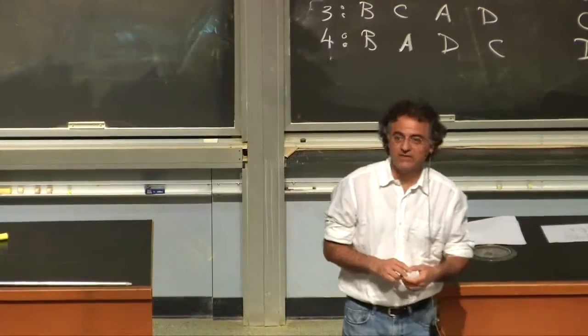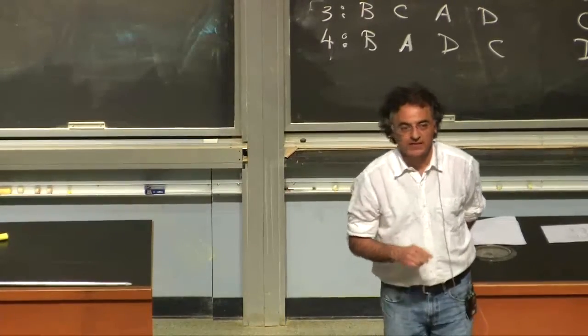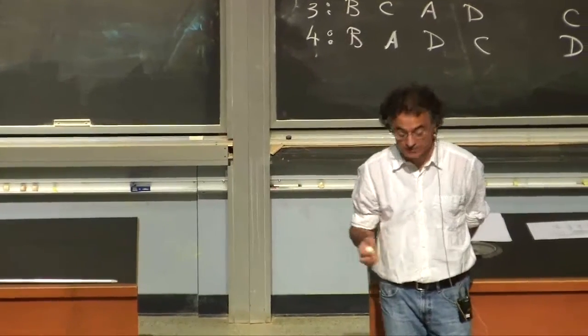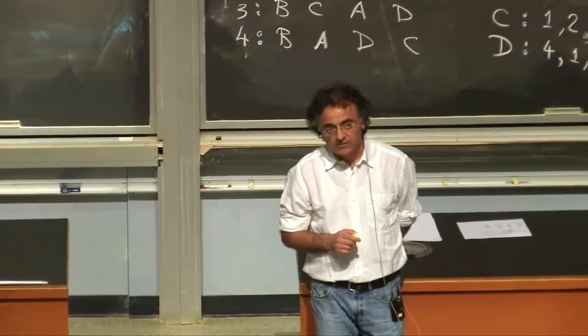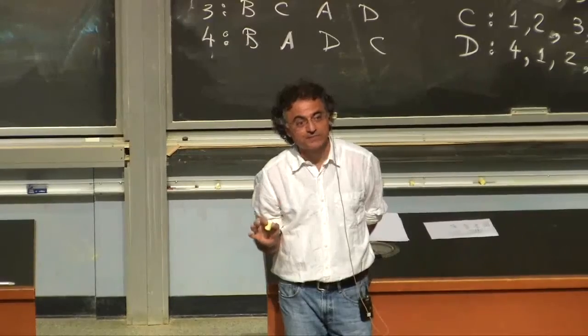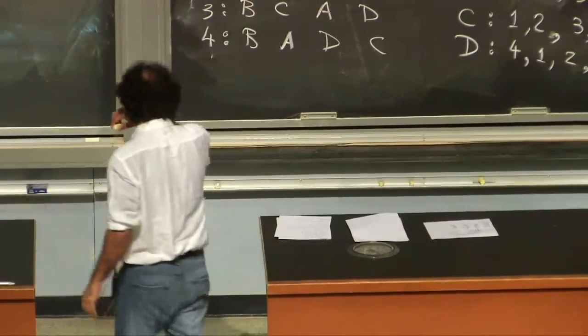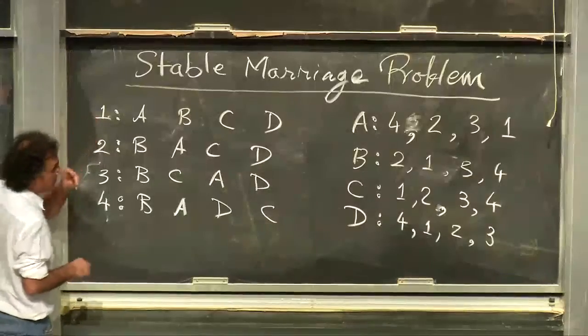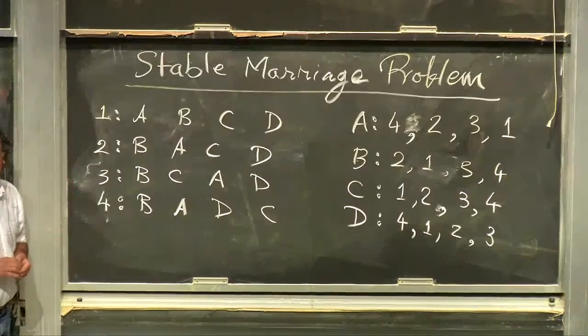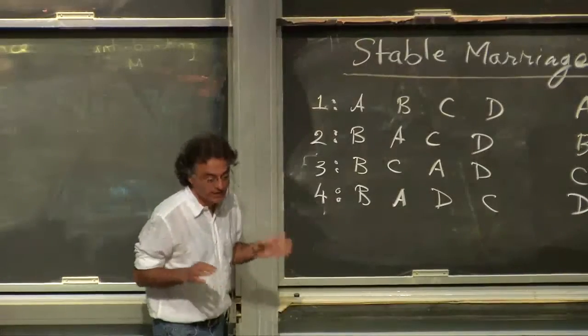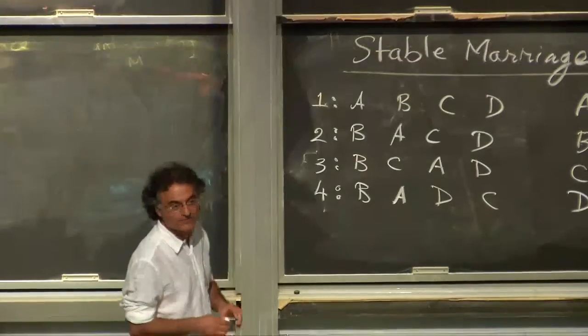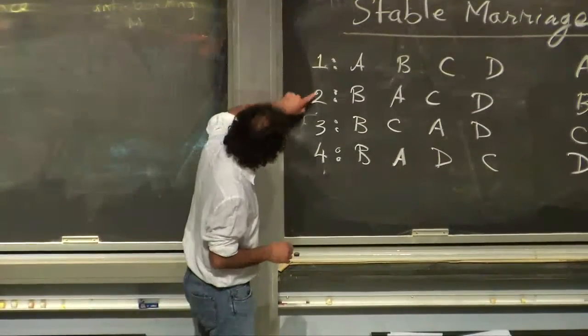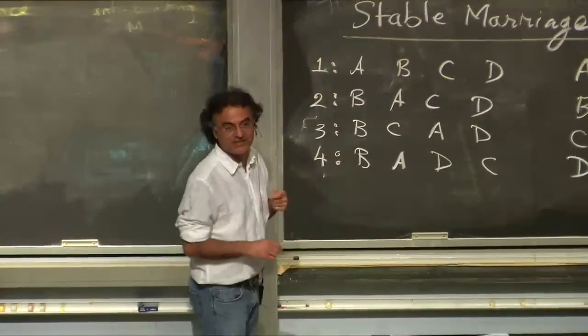Today we'll talk about the stable marriage problem and the stable marriage algorithm. So the problem is very simple. The problem consists of this. You're running a dating service. There are n men and n women. Here n is 4. The men are 1, 2, 3, 4, and the women are A, B, C, D.